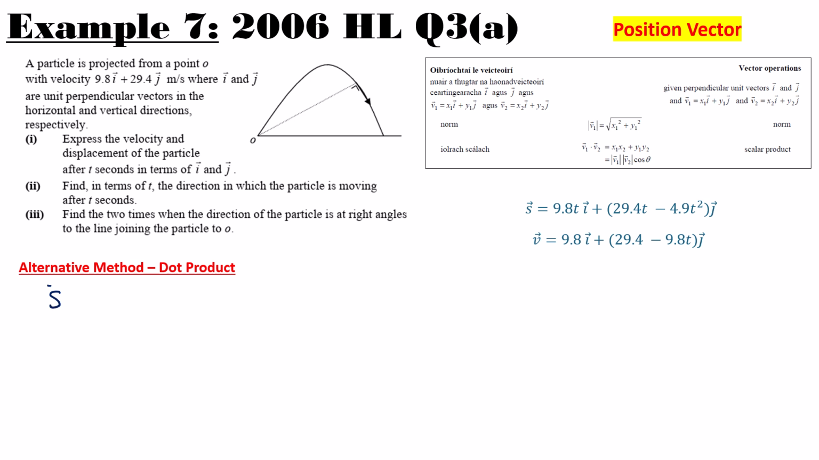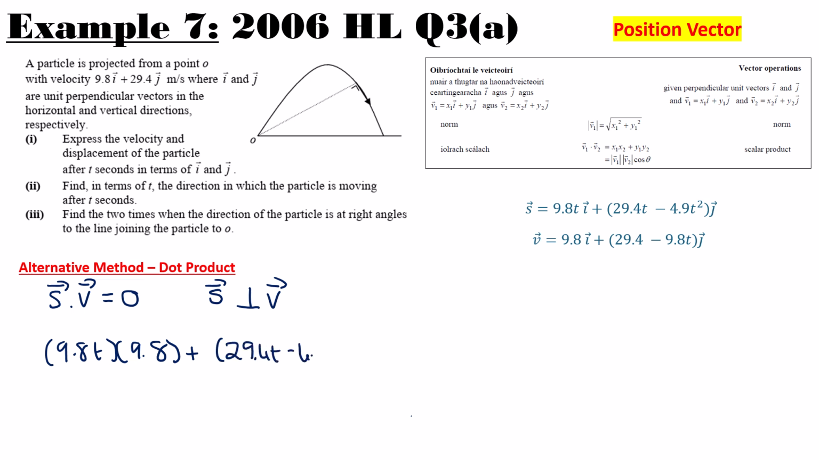So what we would say is when we do the dot product of S and V, it will equal 0, because that will happen when we have two vectors perpendicular to each other, which basically means right angles. So we're going to multiply our 9.8t by 9.8, the i's by the i's, plus the j's, 29.4t minus 4.9t squared times 29.4 minus 9.8t, and multiply those together.